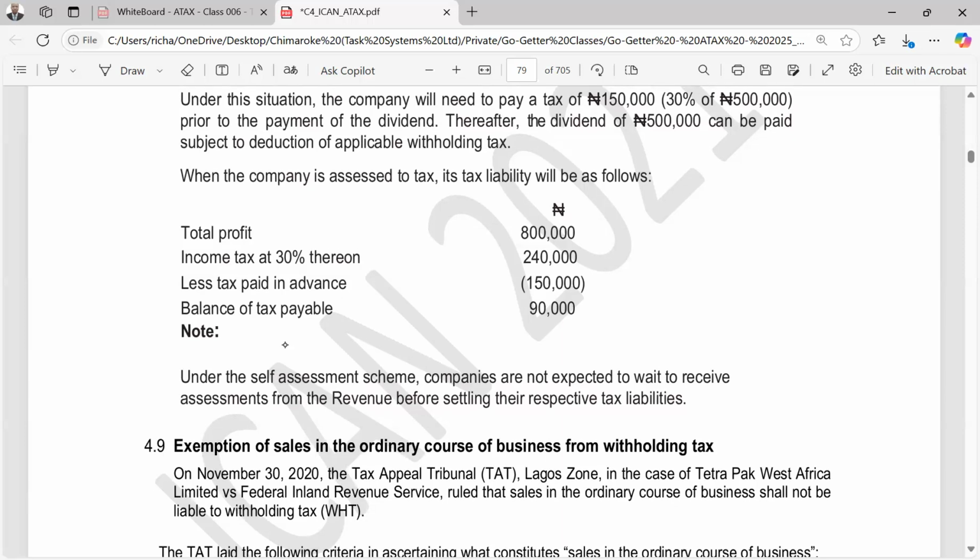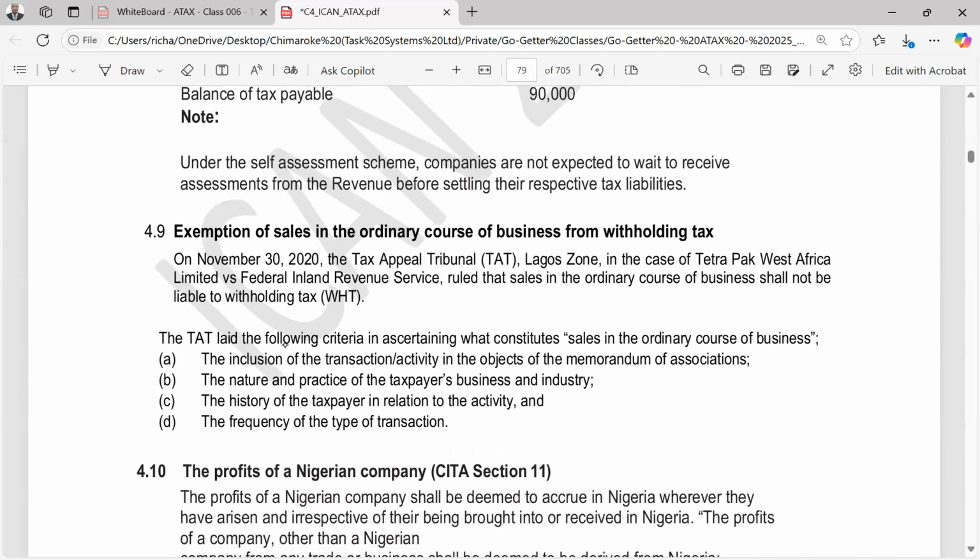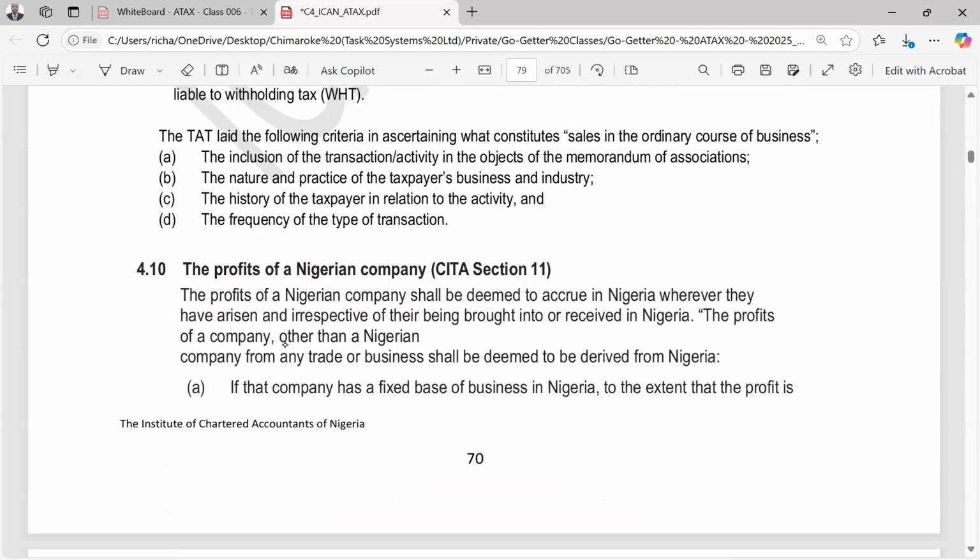Now, under the self-assessment scheme, companies are not expected to wait to receive the assessment from the revenue before settling their respective tax liability. They are going to do this calculation and they will only pay this 90,000. Now, they said exemptions of sale in the ordinary course of business. I will not be taking that for now.